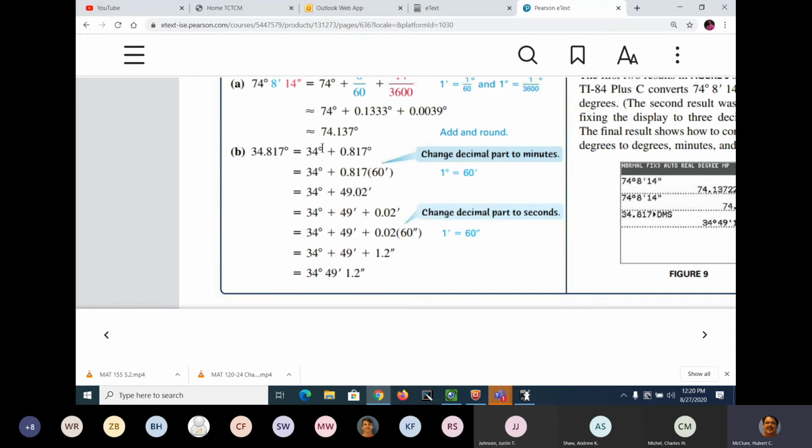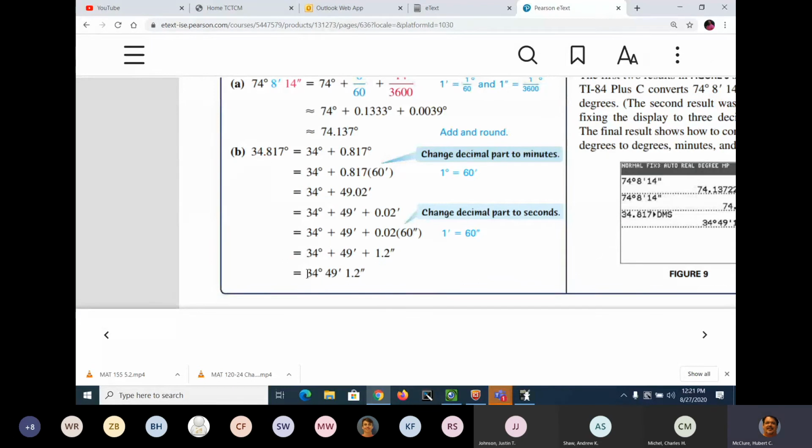So here we go. We shave off the 34, put that over to the side. Then we take the 0.817 and multiply that by 60 and round it to 2 decimal places. And now we've got 34.49. Now we take the 0.02, the remainder of that, and multiply that by 60, and we get 1 second.